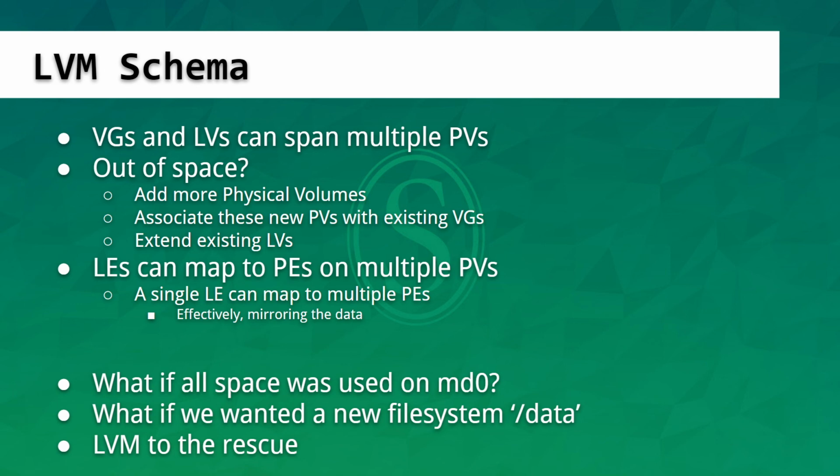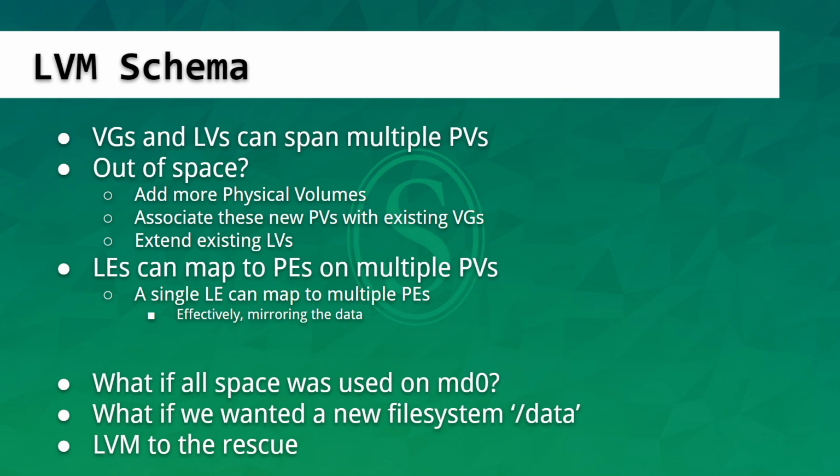So what if all the space was used on the RAID that we created, that MD0? We could add another hard drive into the system, or create a new RAID set, create another MD1, or RAID 1 for MD1, and then we could add that into the existing physical volume or the existing volume group, and we can then extend our logical volumes.